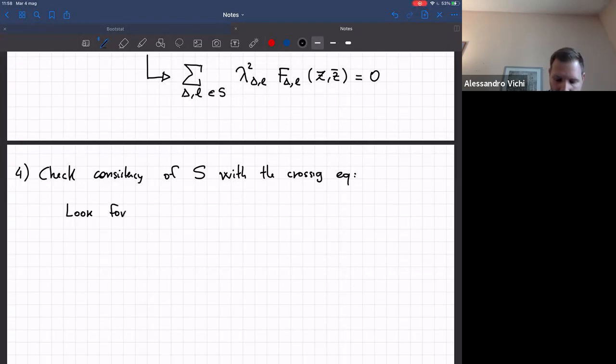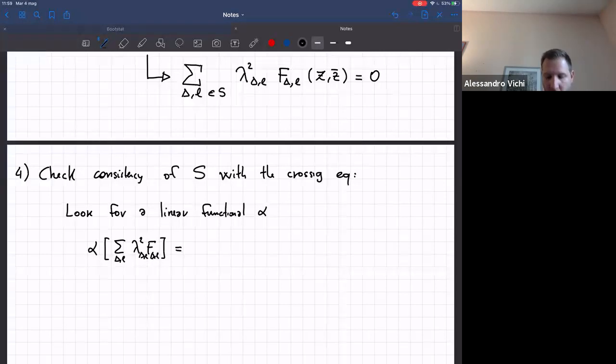But we can look for a linear functional alpha that acts on the space of functions f of Z Z bar. And it has to have some property. In particular, it has to be so-called swappable, which means that it has to commute with the OPE. So it has to be true that when I act with alpha on the crossing equation, schematically like this, this has to be equal to the sum of the action of the functional on a single term.